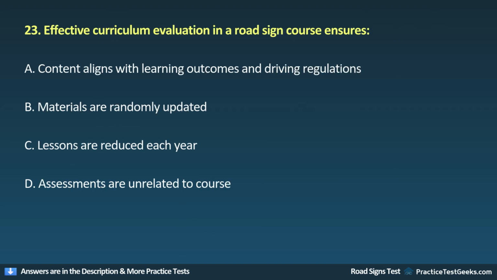23. Effective curriculum evaluation in a road sign course ensures A. Content aligns with learning outcomes and driving regulations. B. Materials are randomly updated. C. Lessons are reduced each year. D. Assessments are unrelated to the course.